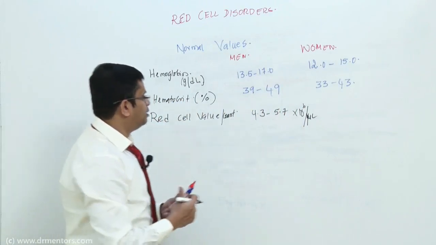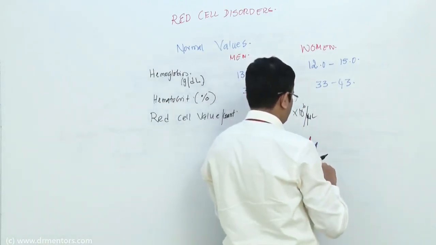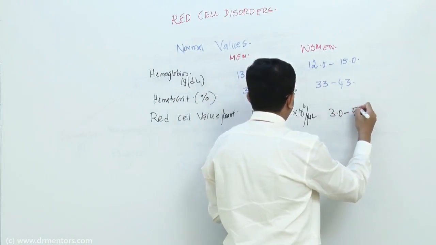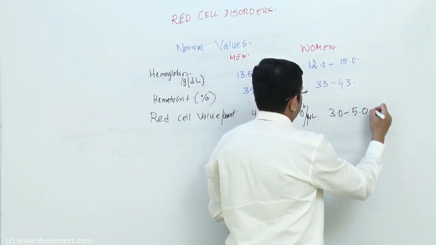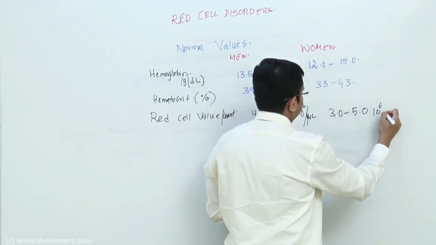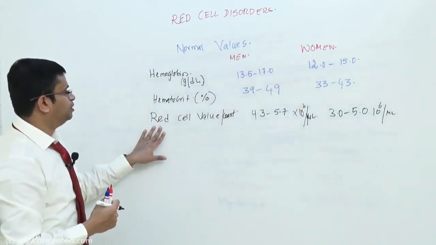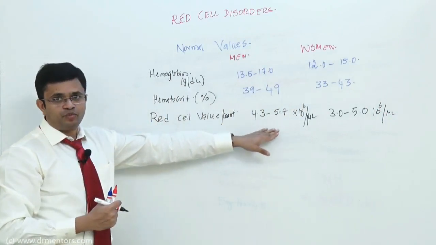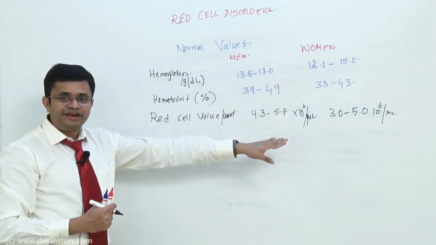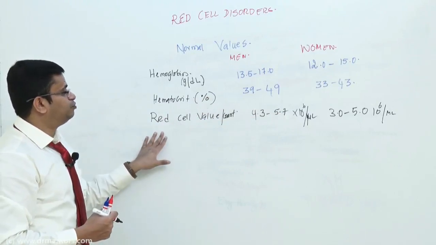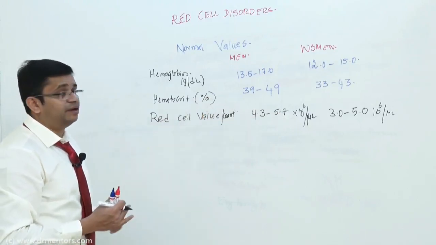The same thing applies for women also, but a little lower range, 3.0 to 5.0 times 10 to the power of 6 per microliter. So that's the basic value for the red cell count: 4.3 to 5.7 for men, and 3 to 5.0 for women.